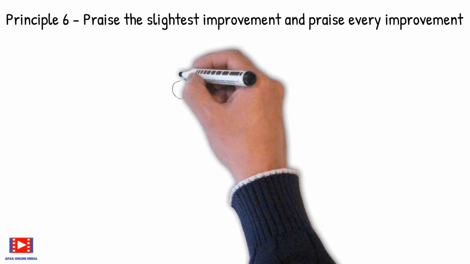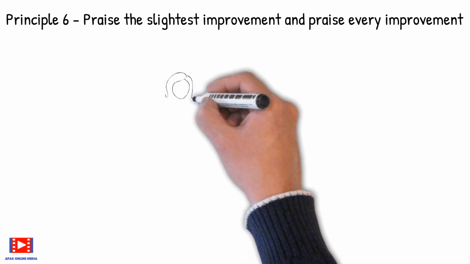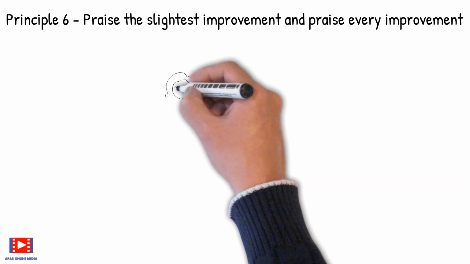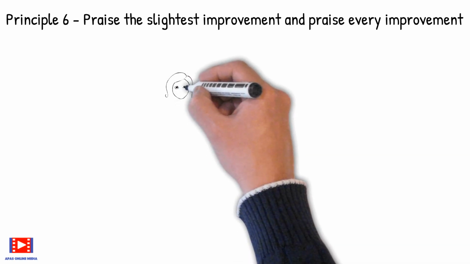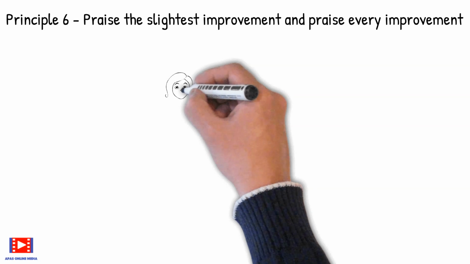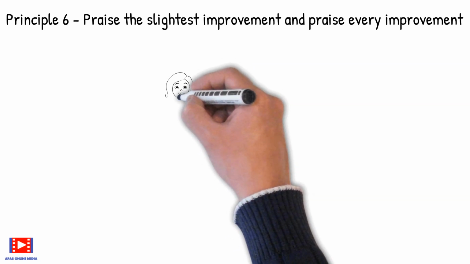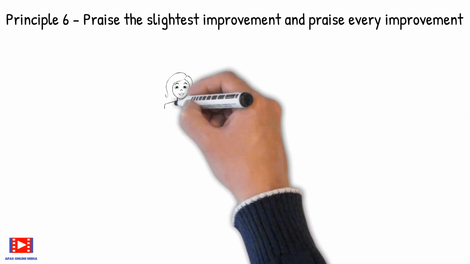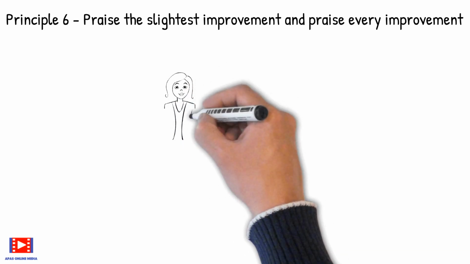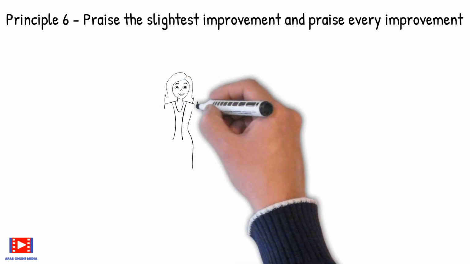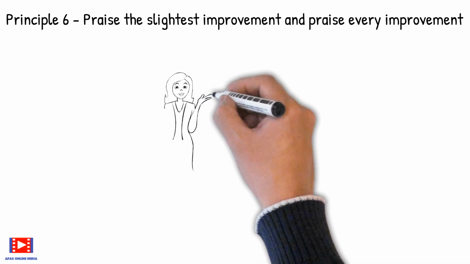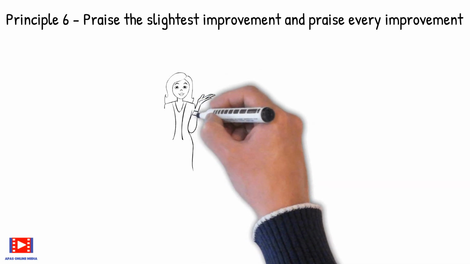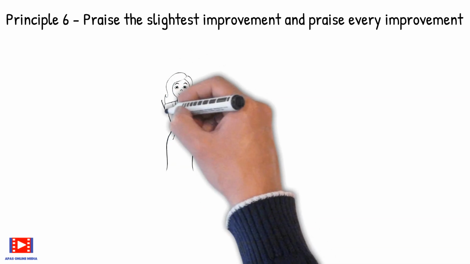Principle 6. Praise the slightest improvement and praise every improvement. Praise is like sunlight to the warm human spirit. We cannot flower and grow without it. And yet, while most of us are only too ready to apply to others the cold wind of criticism, we are somehow reluctant to give our fellow the warm sunshine of praise.